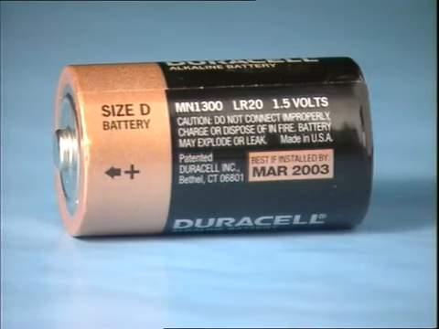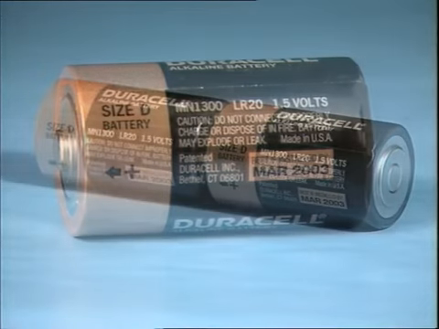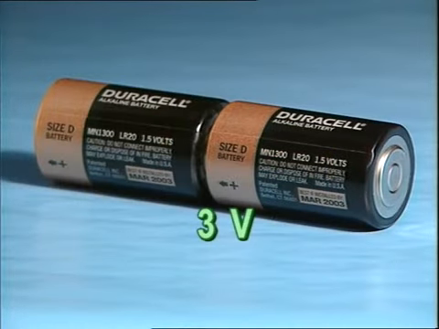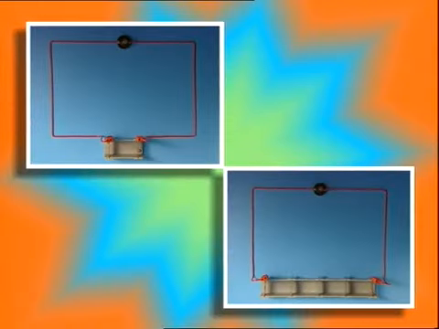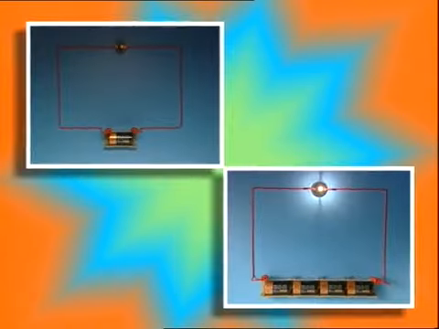The voltage of a normal dry cell is 1.5 volts. The voltage of two connected dry cells is 3 volts. For the same electrical appliance, the electric current generated increases with the voltage of the source.